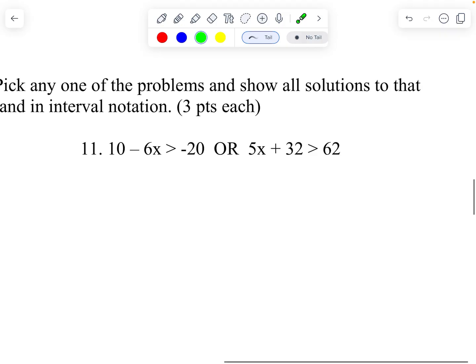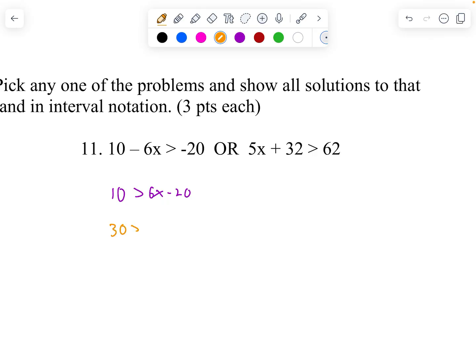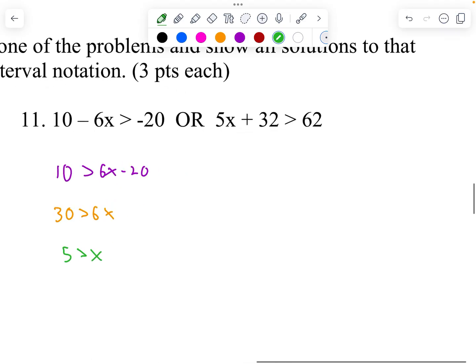All right, now on an OR problem, just solve these two things separately. So first I have a negative x, so I'm going to make that positive. Move it to the other side, so you have 6x minus 20. Then add 20, so you get 30 is greater than 6x. And divide by 5, or 6, sorry, so you get 5 is greater than x. But remember, read the x first, so x is less than 5. And you can even write it that way if you want.